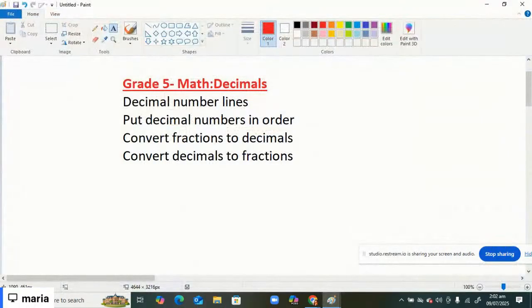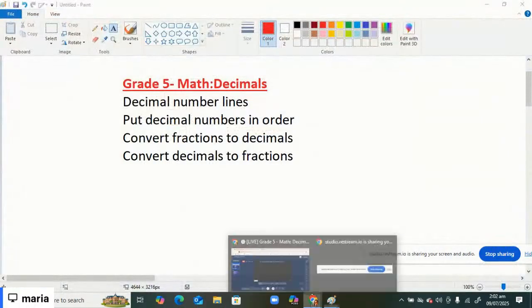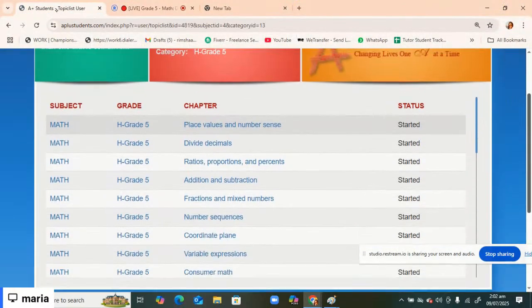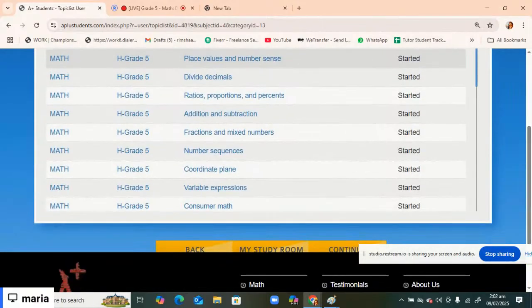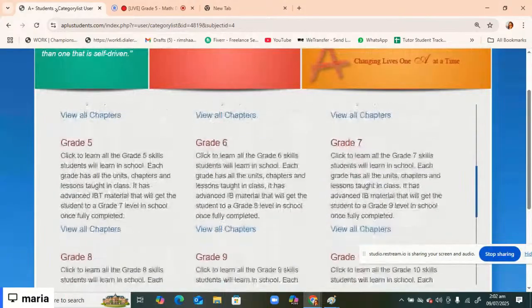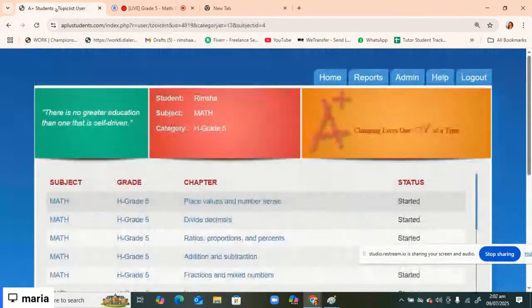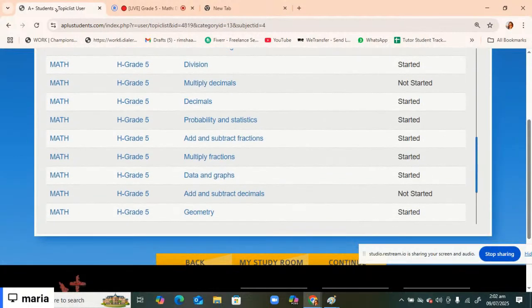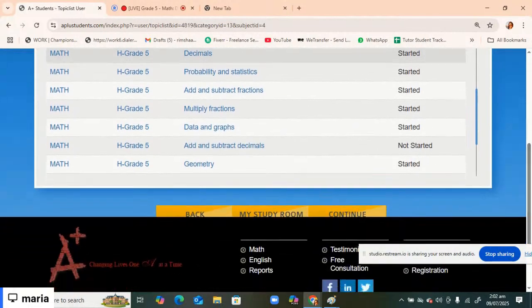So you can find all the lessons on aplusstudent.com. You have to log in using the email and password provided by the administrator. Select maths from the subject tab. Here is the list of the grades. We are on grade 5, so scroll down to grade 5, view all chapters. There is the list of the lessons and we are on the lesson decimals. So open that.